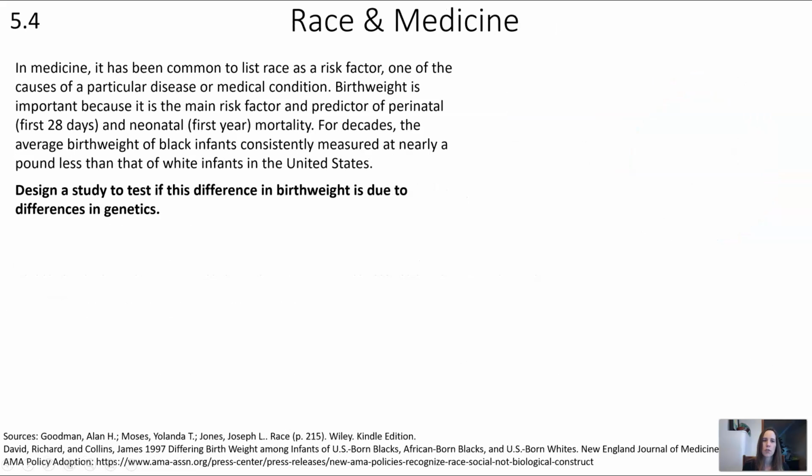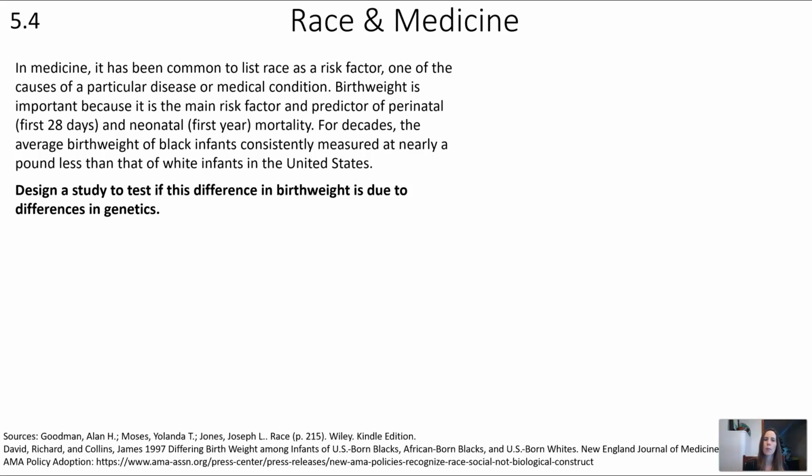I do want to make sure that you understand that I'm not saying that race doesn't exist. I'm just saying it's not a biological construct. It is a social construct. And so it certainly does have an effect on people's lives, but it doesn't have a biological meaning. But let's take a look at where we do have an intersection between race and something related to science, which is medicine. So in medicine, it's been common to list race as a risk factor. A risk factor is just one of the causes of a particular disease or medical condition.